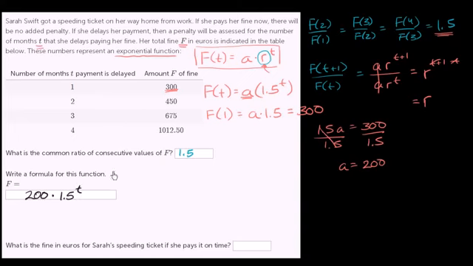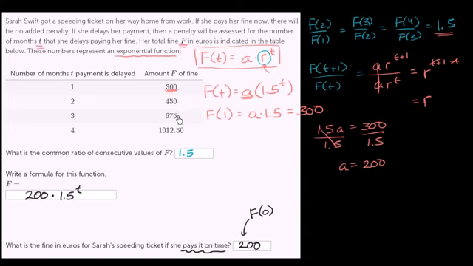Now let's think about the next question. What is the fine in euros for Sarah's speeding ticket if she pays it on time? Paying it on time implies that t is equal to 0. So we need to figure out her fine for t equals 0, so we need to figure out f of 0. What's f of 0? It's 200 times 1.5 to the 0 power. 1.5 to the 0 power is 1, so that's just going to be equal to 200 euros.